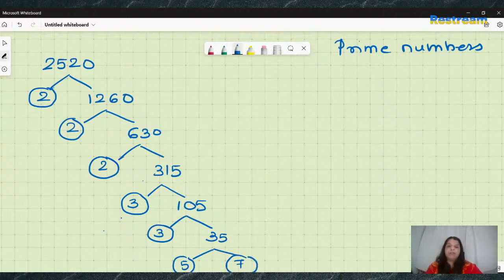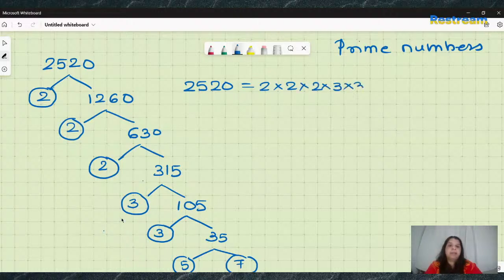Okay. Now, when I finish factorizing this, I am going to represent this number in form of factors. And we always write the factors in ascending order. I will tell you why it is necessary when we do HCF and LCM. Okay. So it's 2 multiplied by 2 multiplied by 2 multiplied by 3 multiplied by 3 multiplied by 5 multiplied by 7. So this is how you represent 2520 as your number.